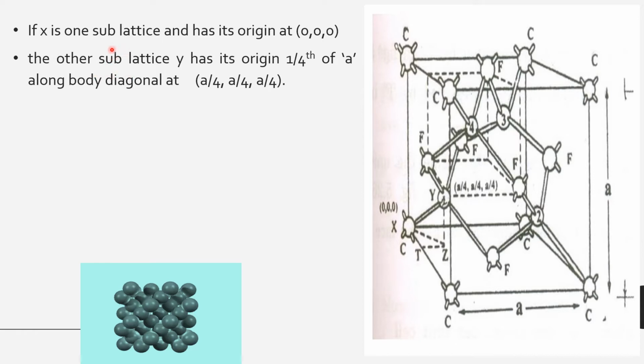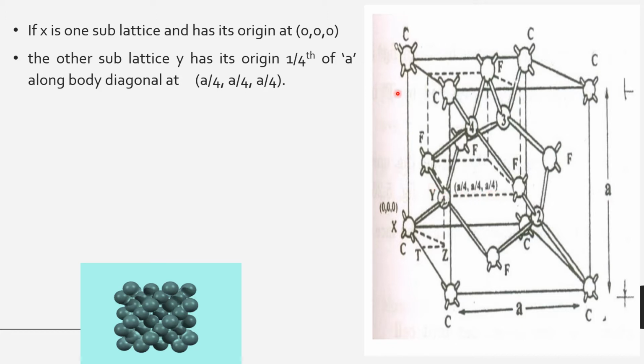So we can imagine one sublattice with its origin at 0, 0, 0. So this is the origin 0, 0, 0. And the other sublattice has its origin 1/4 of the lattice constant a along the body diagonal, at a/4, a/4, a/4. So the second sublattice starts from here. This atom is at a/4, a/4, a/4.